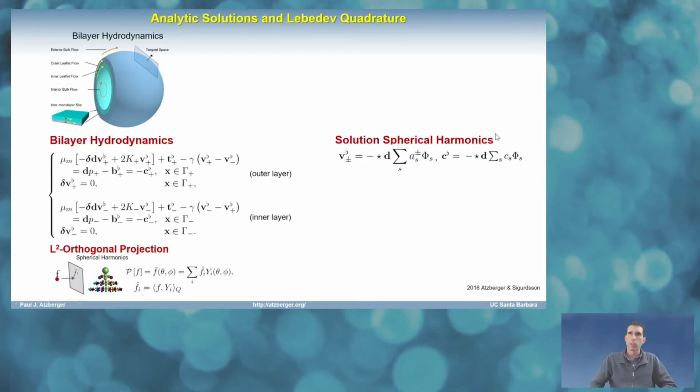And so the way we're going to do this is we're going to expand our surface vector potential in spherical harmonics, and then we're going to similarly do that for the body force acting on the membrane. Now that part needs to be done numerically.